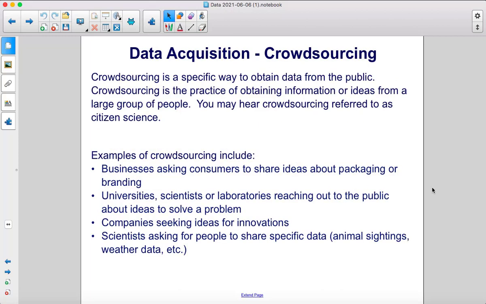Crowdsourcing is a specific way to obtain data from the public. Crowdsourcing is the practice of obtaining information or ideas from a large group of people. You may hear crowdsourcing referred to as citizen science.